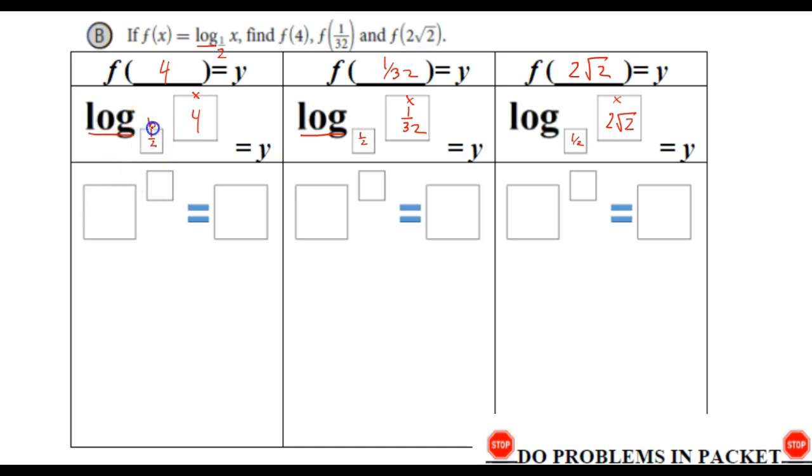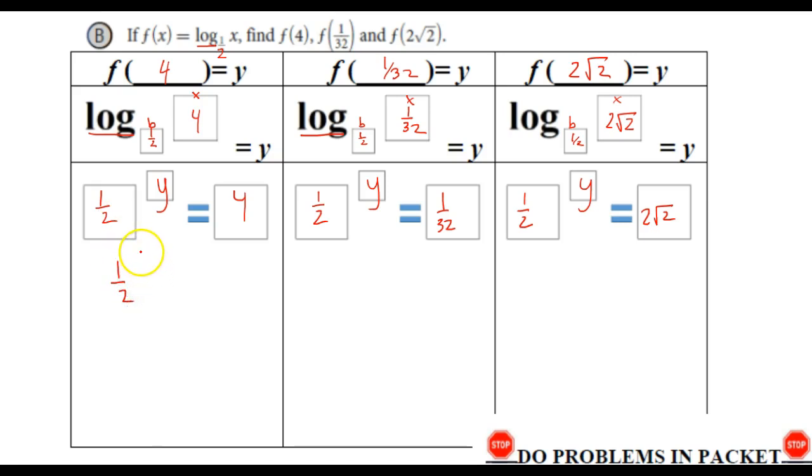Okay. Now we're just going to write this in exponential form. So our base value for each one of these is still going to be 1/2. Notice how our 4 and y will just switch places. Our 1 over 32 and y will also switch places. And last but not least, our y and 2 rad 2 will also switch places. Okay? So here, let's think about it this way.